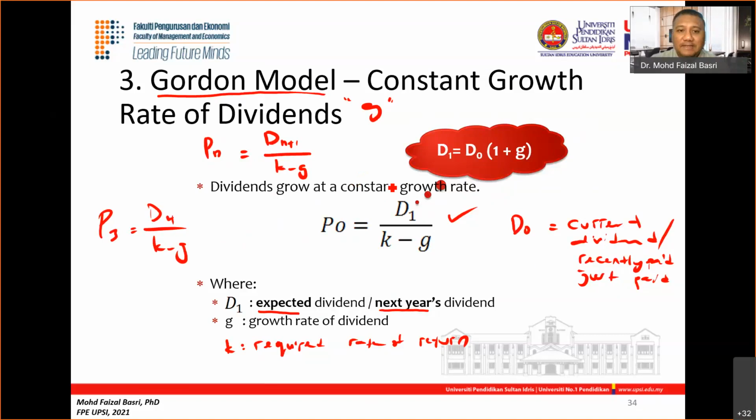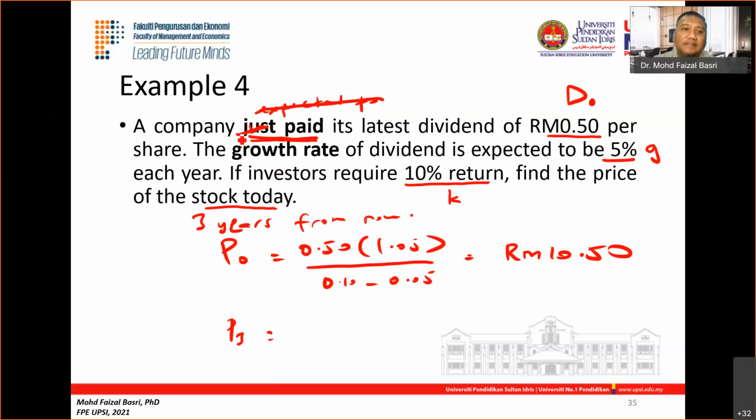Okay, with K minus G, we divide with K minus G. So going back to this example, if the question, instead of trying to find the price of the stock today, asks us to find the price of the stock 3 years from now, which is P3, technically we're going to find D4. Previously this was D1, so we're going to find D4 over K minus G. So the one at the bottom still remains the same, but the numerator will be different.